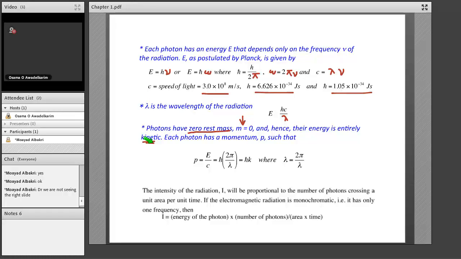Each photon has a momentum p, and since it has no mass, this momentum is related to the total energy. We cannot write p as mv, because that is classical mechanics. It wouldn't work here, because photons are very, very small particles that move with a very, very large speed.